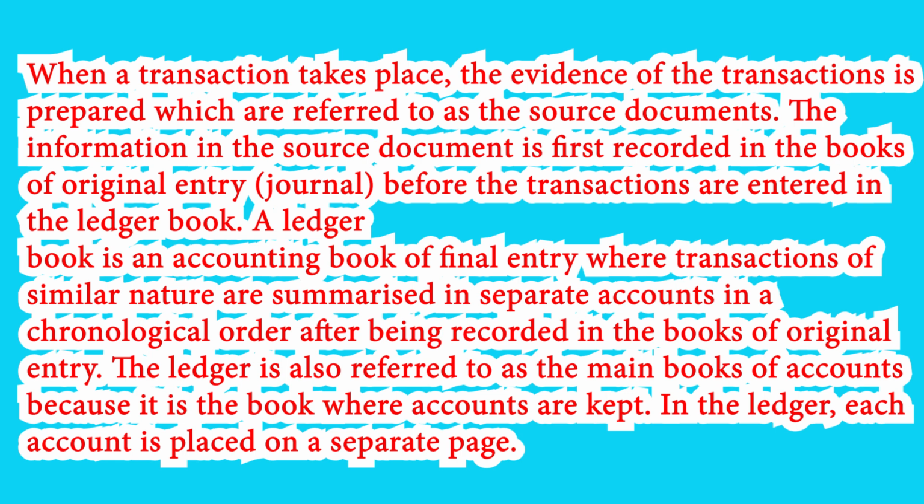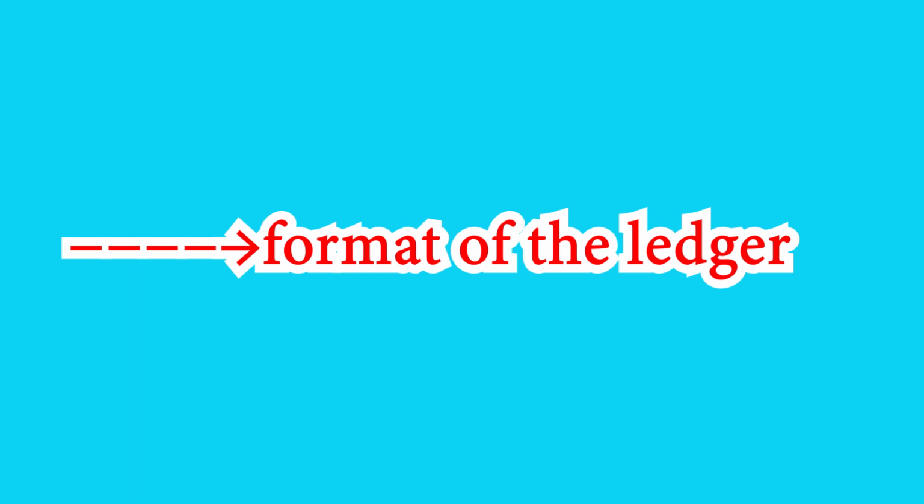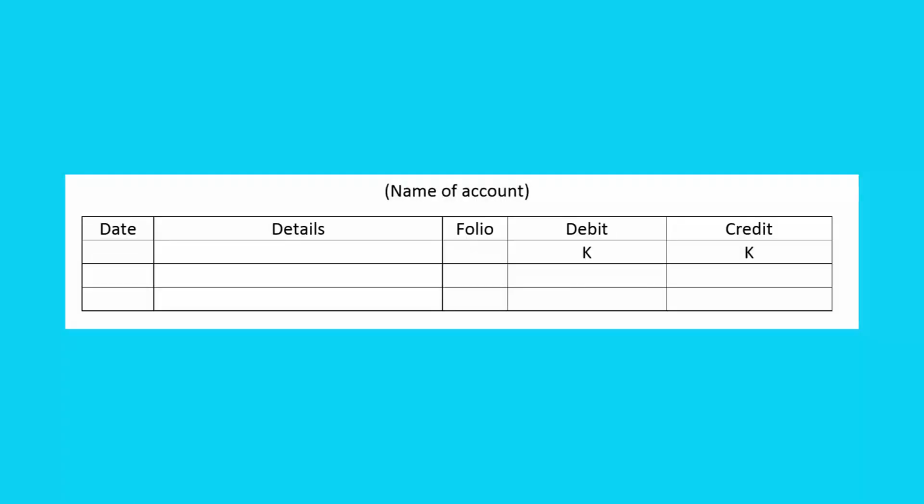The ledger is also referred to as the main book of accounts because it is a book where accounts are kept. In the ledger, each account is placed on a separate page. Let us now look at the formatting of the ledger. So we have name of account, then in the first column we have date, in the second column we have details, in the third column we have folio, then we have the debit and the credit.